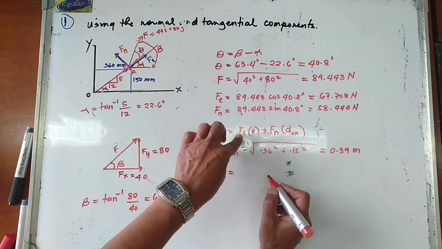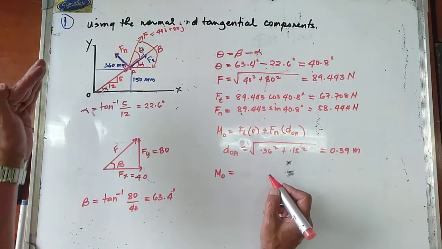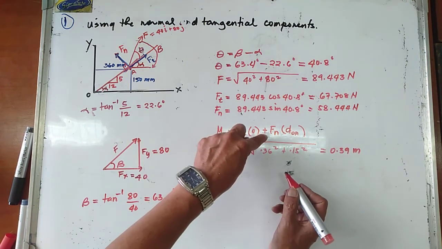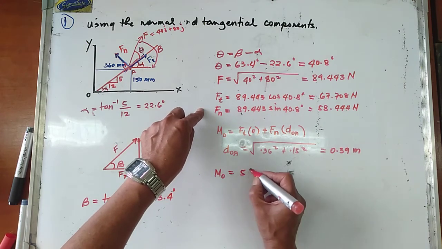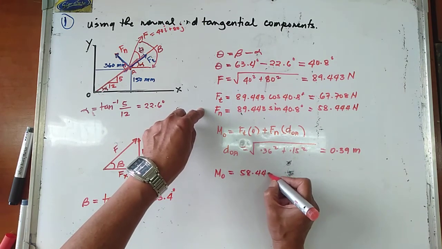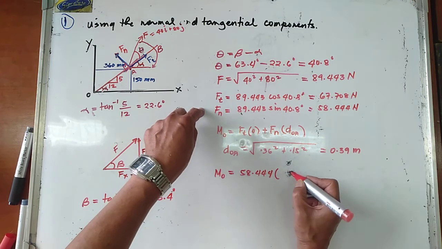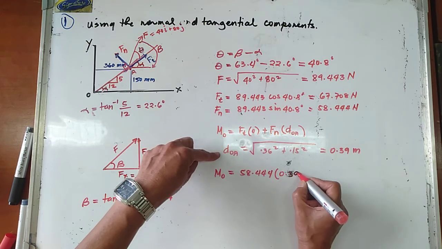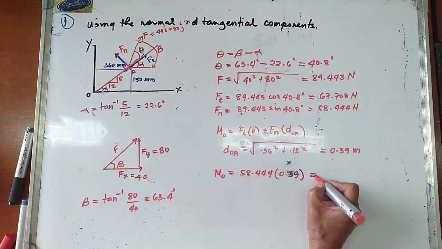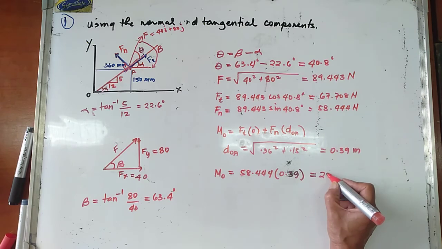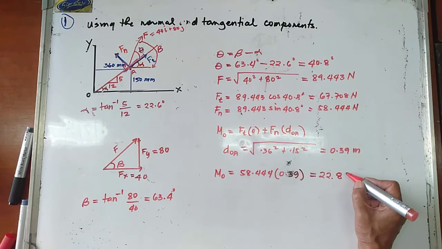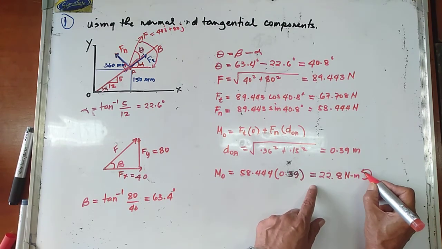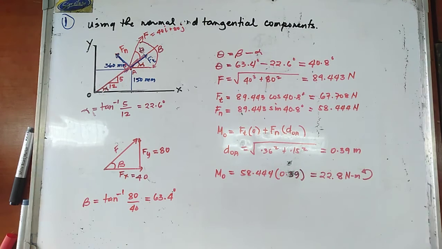So we now have the moment of the force F about point O. The tangential component passes through the moment center, hence the moment about that point is 0. So plus Fn, and your Fn is 58.444 newtons, multiplied by the moment arm, 0.39 meters. So this is equal to 22.8 newton meters. Again, that is positive, so that is counterclockwise.